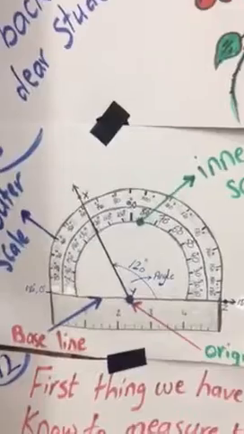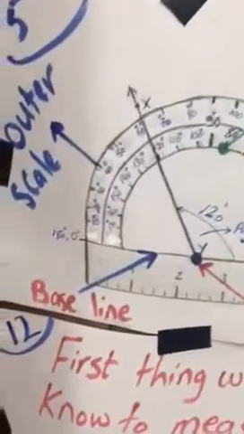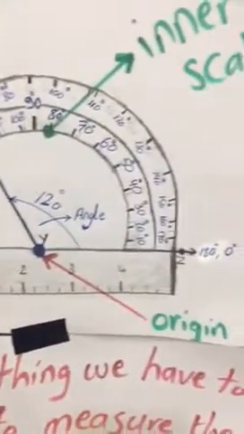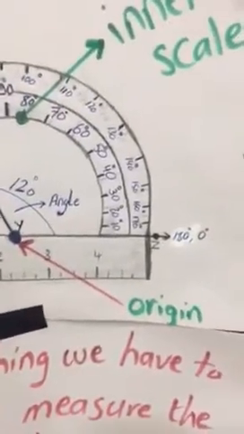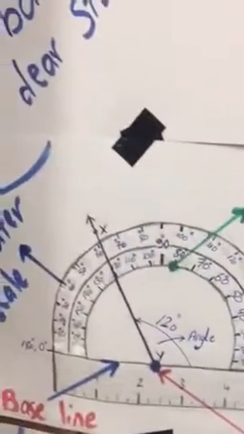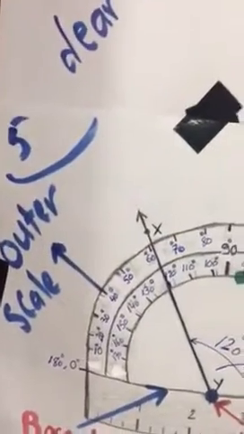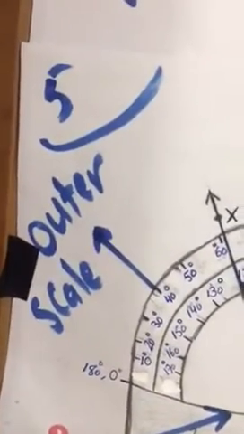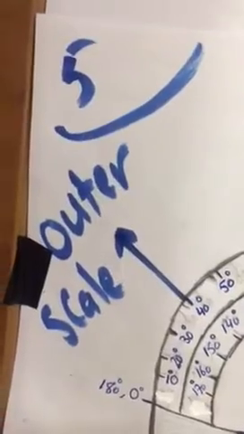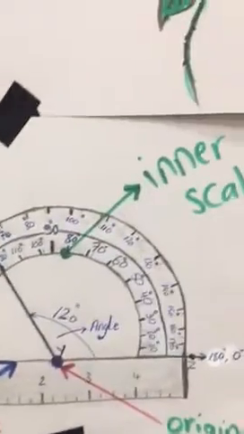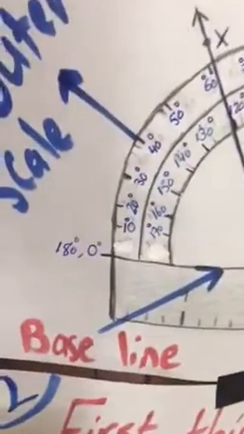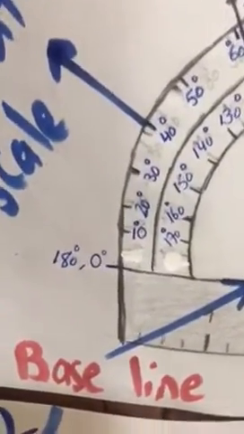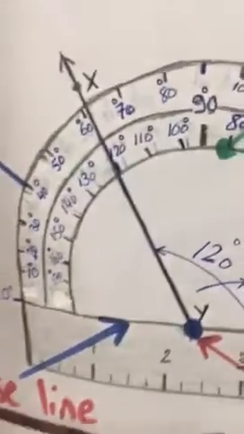This protractor consists of the baseline, as you see. We call it the baseline. In the middle, we have something we call the origin. And as you see, we have two scales. The one outside we call the outer scale, and the one inside we call the inner scale. And inside we have the degrees. So the angle is measured in degrees.